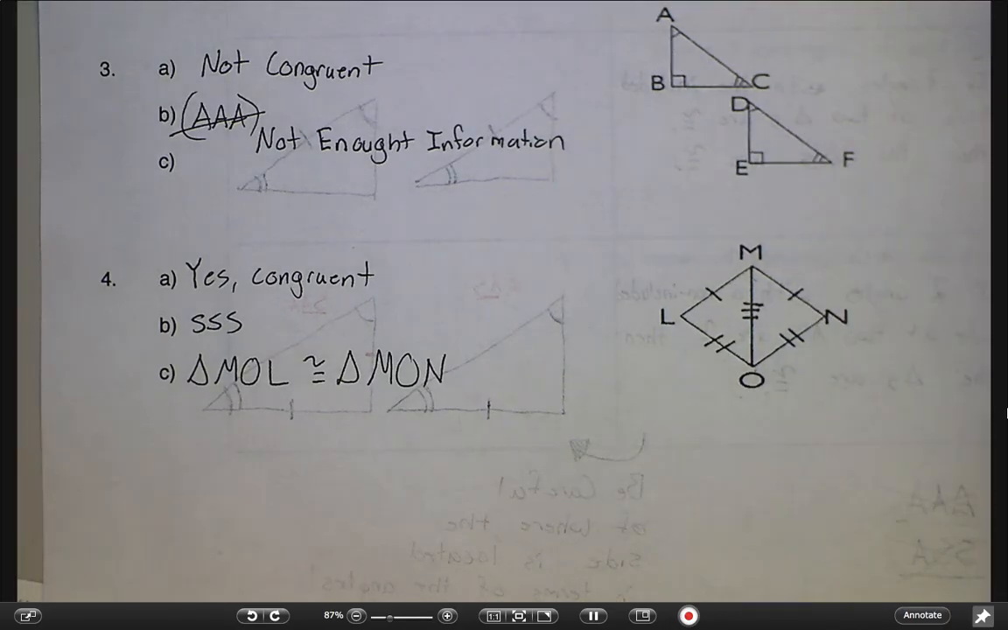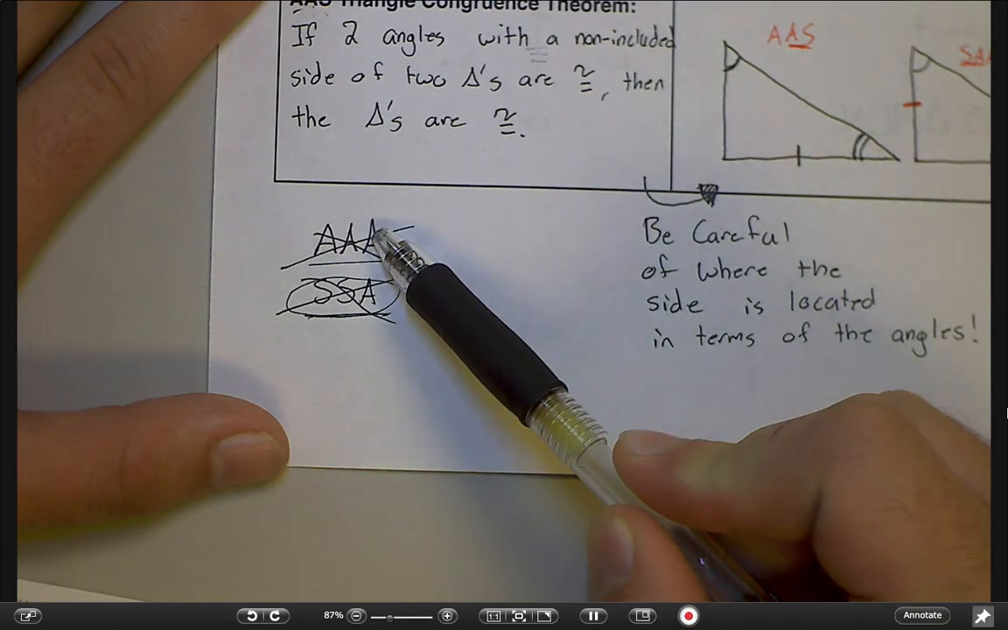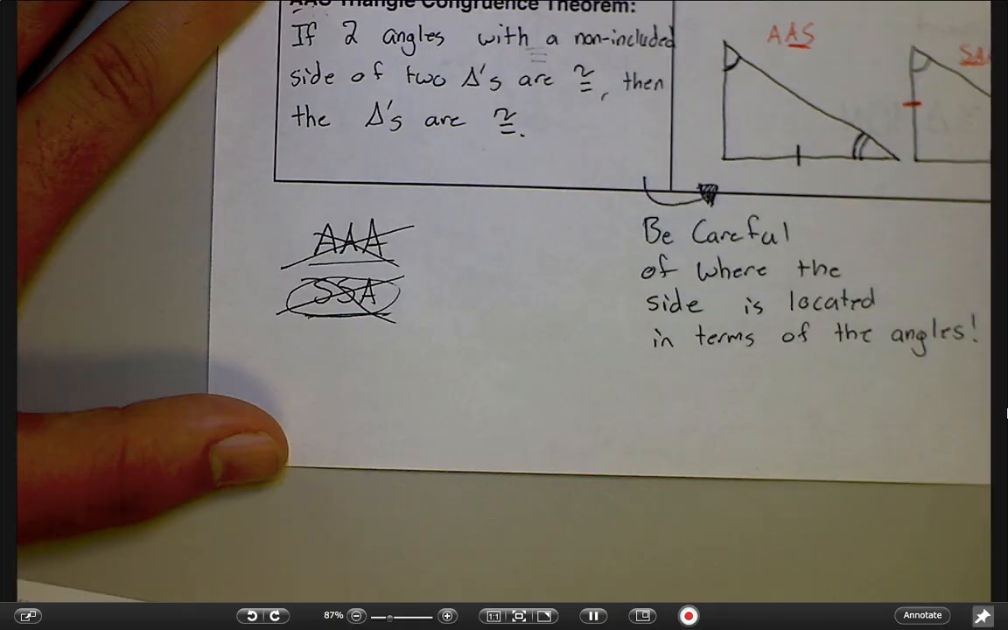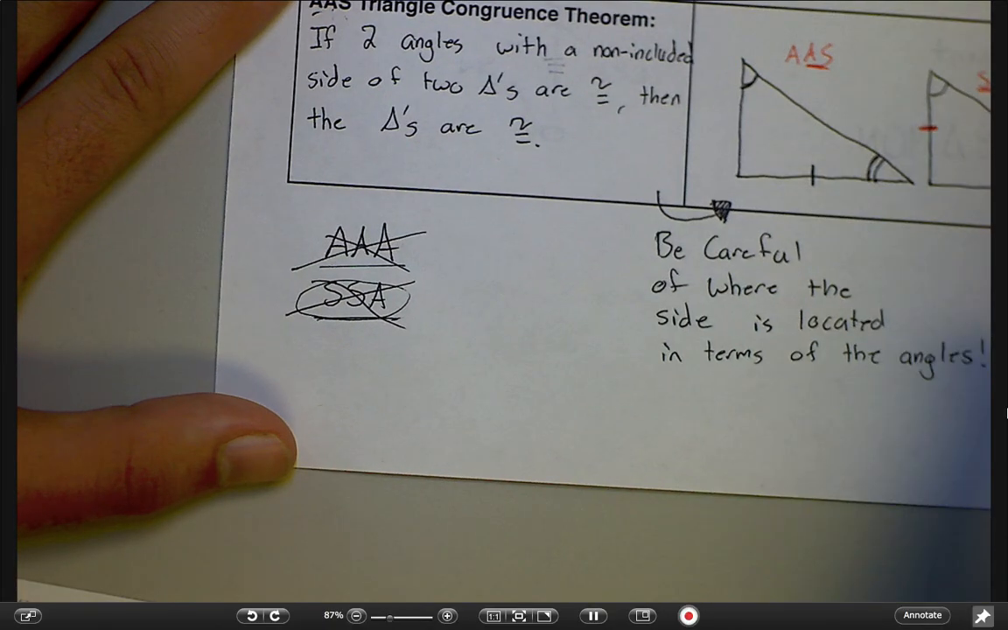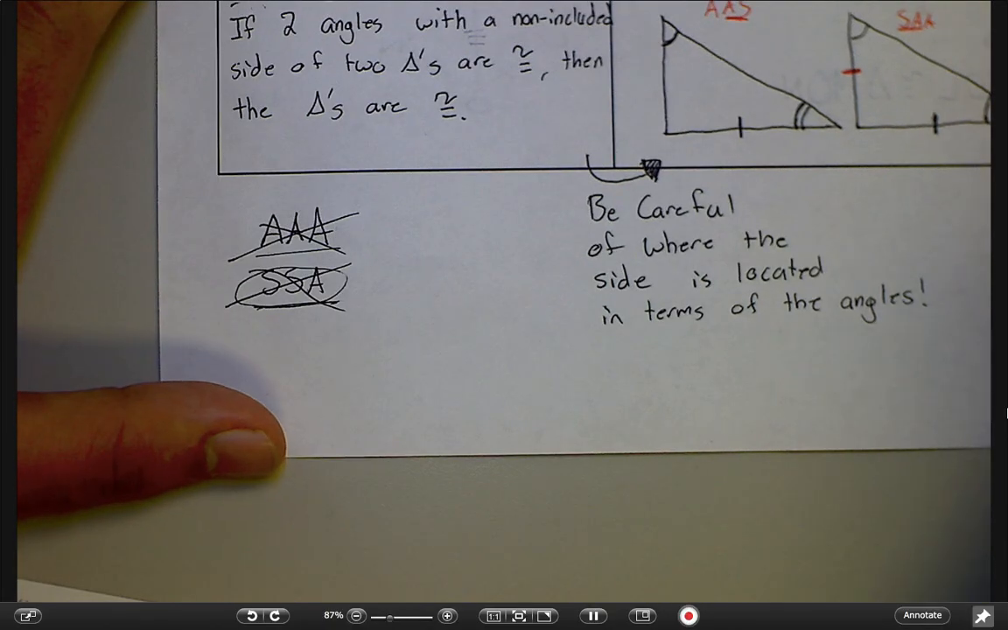Be careful of the two theorems that we don't have, which again, we're over here, angle, angle, angle, and side, side, angle. All the rest should be pretty straightforward. If you have questions, we will go over those tomorrow in class.